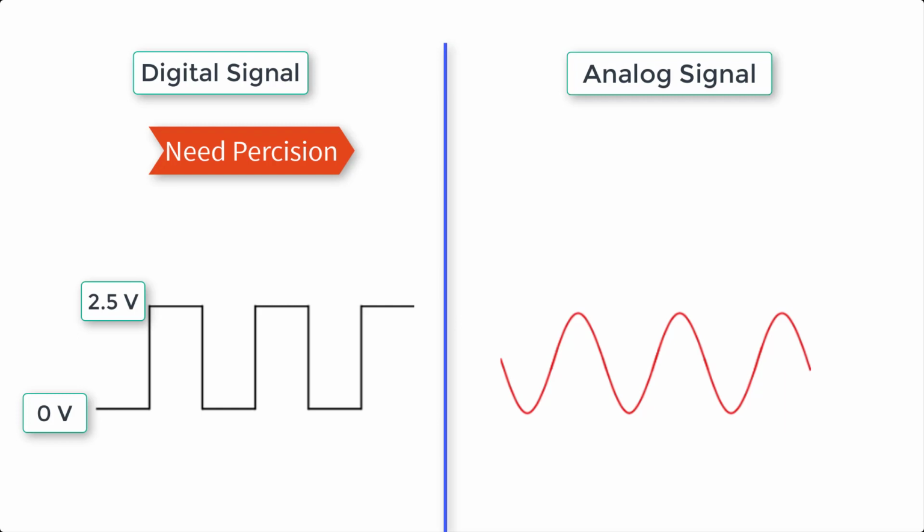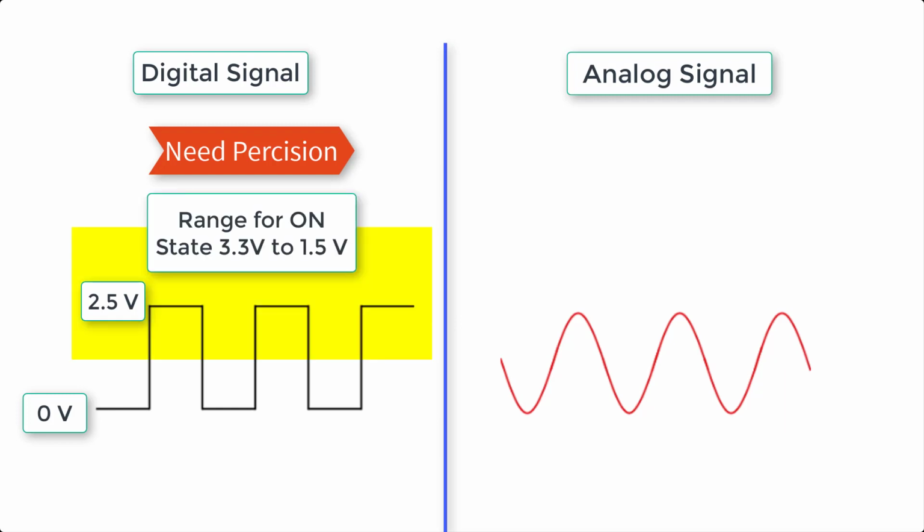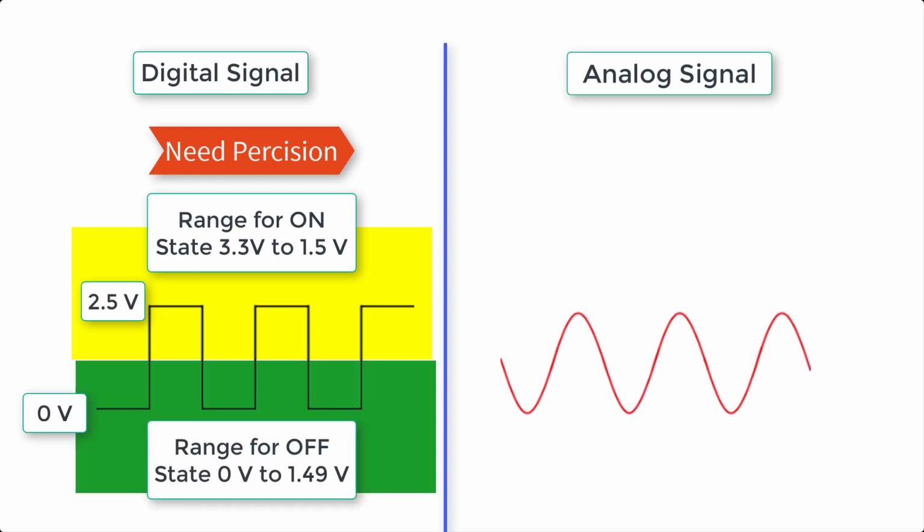In order to compensate for that, the program would look for a range. So anything between 1.5 and 3.3 volts would be considered an on state. Anything below that would be considered an off state. So we would still be able to get the precision that we need, and we wouldn't lose the on and off state benefits of a digital signal.